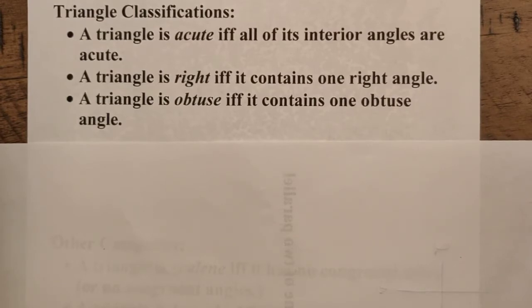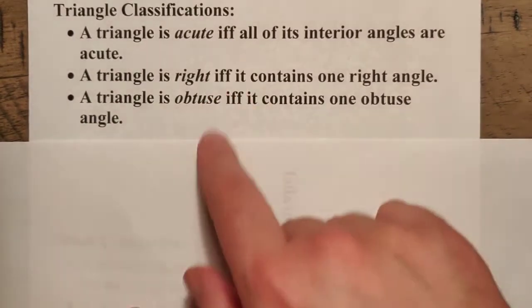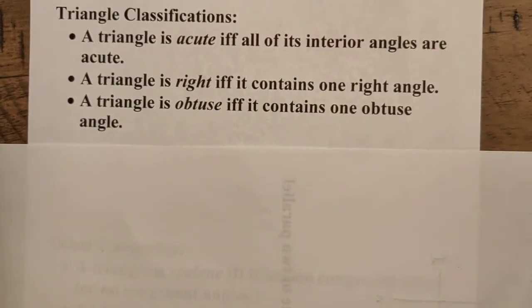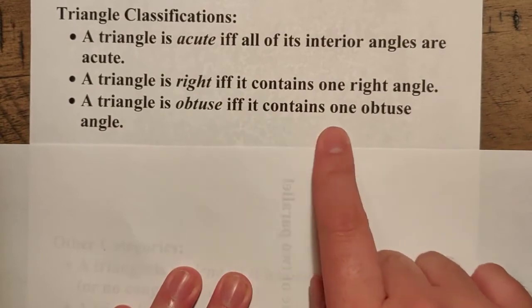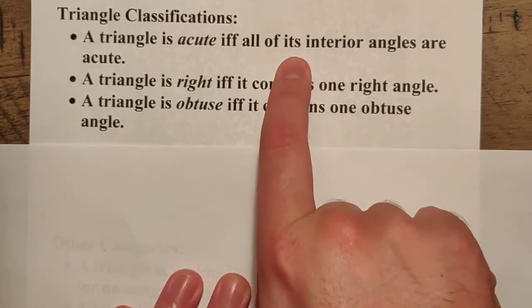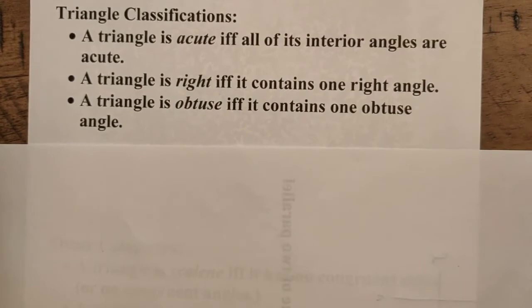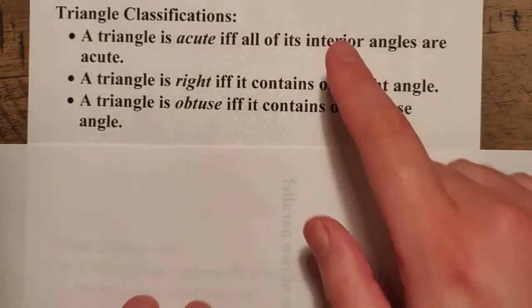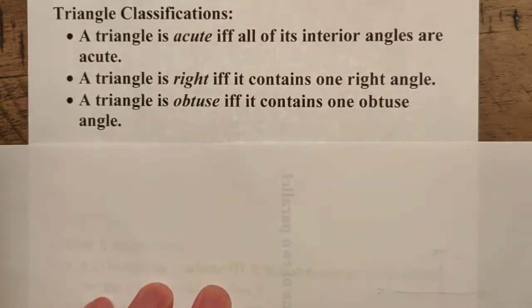The nice part about this is that these three categories are mutually exclusive. You can't have a triangle that fits into multiple of these categories at the same time because it's just not going to be possible. All these are based on the size of the angles here. In this situation, the largest angle is a right angle, the largest angle is an obtuse angle, and here, the largest angle is an acute angle, okay? Because if the largest angle wasn't an acute angle, then it would not fall into this category.